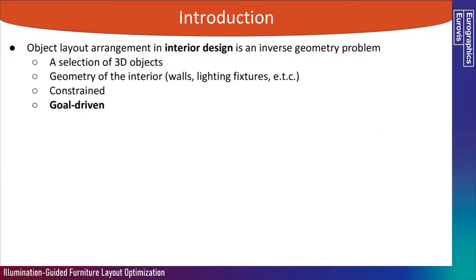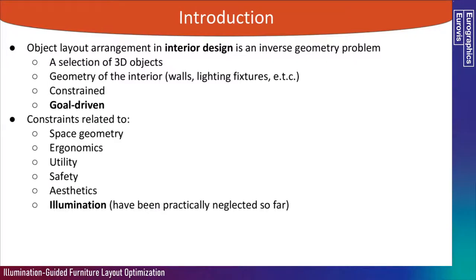Furniture layout falls under the general category of inverse geometry problems. In these types of problems, we want to optimize geometry via parametric or direct manipulation driven by specific constraints and goals. Interior design specifically combines a selection of 3D objects, the geometry of the space to be populated, and a particular set of constraints and goals. Constraints with respect to space geometry, ergonomics, utility, safety, aesthetics, and illumination, which have been practically neglected so far. An automatic system should take these inputs and propose valid and optimal parameter states of the geometry with respect to these constraints and goals.